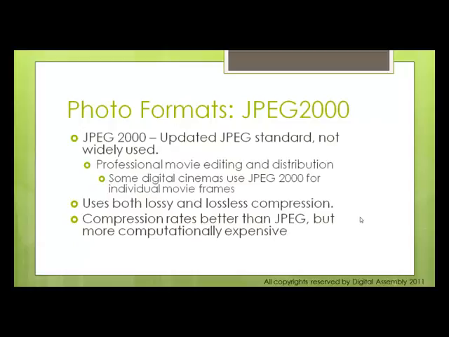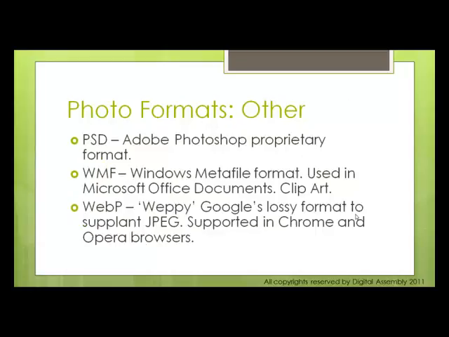JPEG 2000 is an updated JPEG standard. It was used for a little while. It's not very common anymore. It uses both lossy and lossless compression. When we say lossy, it means that it removes some of the detail, whereas when we say lossless, it retains all of the original data in there. It compresses better than JPEG, but it's not particularly efficient at doing it, so it takes a lot more computer horsepower to do it.